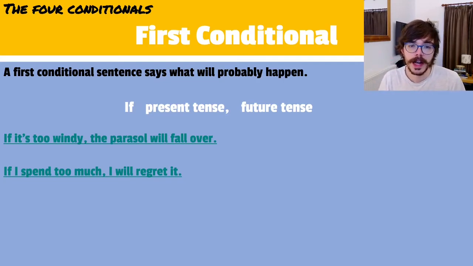So I am going to the casino tonight, and if I spend too much at the casino, well, I will regret it. If we used a zero conditional sentence, we would say all the time. If I spend too much, I regret it. That's talking about all our life. If we spend too much money, we always regret it. But here we're talking about a specific situation.